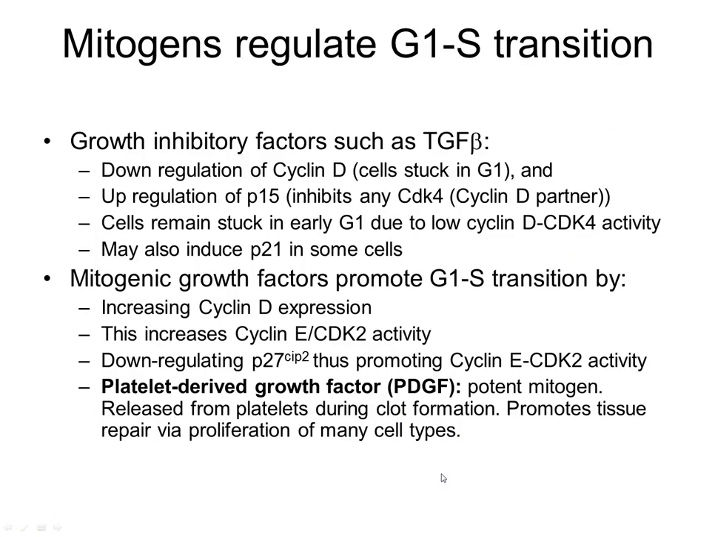Now this just summarises a series of events in proliferative and non-proliferative signalling. So in anti-proliferative signalling by TGF-beta, we get downregulation of cyclin D, so the cells are stuck in G1. We can get upregulation of P15 by TGF-beta, and this inhibits any CDK4 cyclin D that is already present, and that will stop the cells in G1 of the cell cycle.